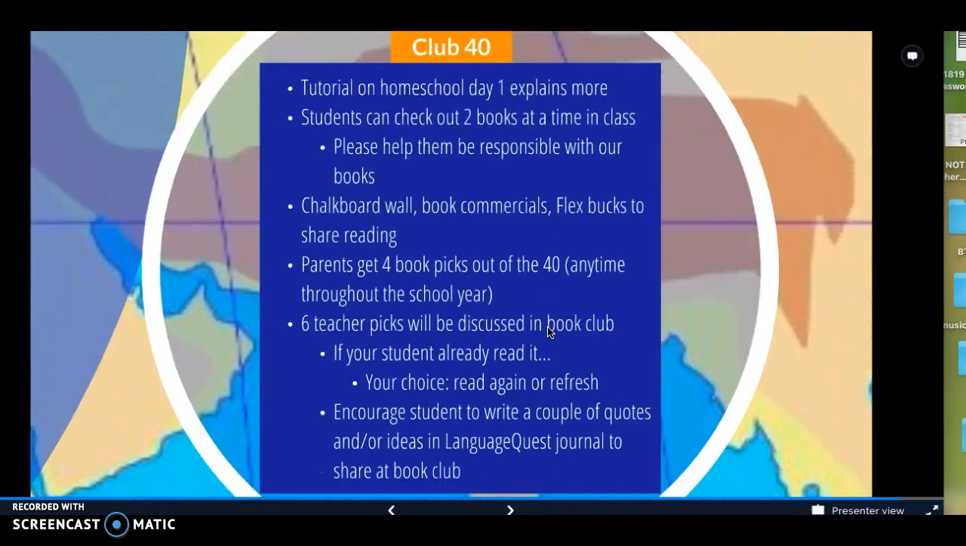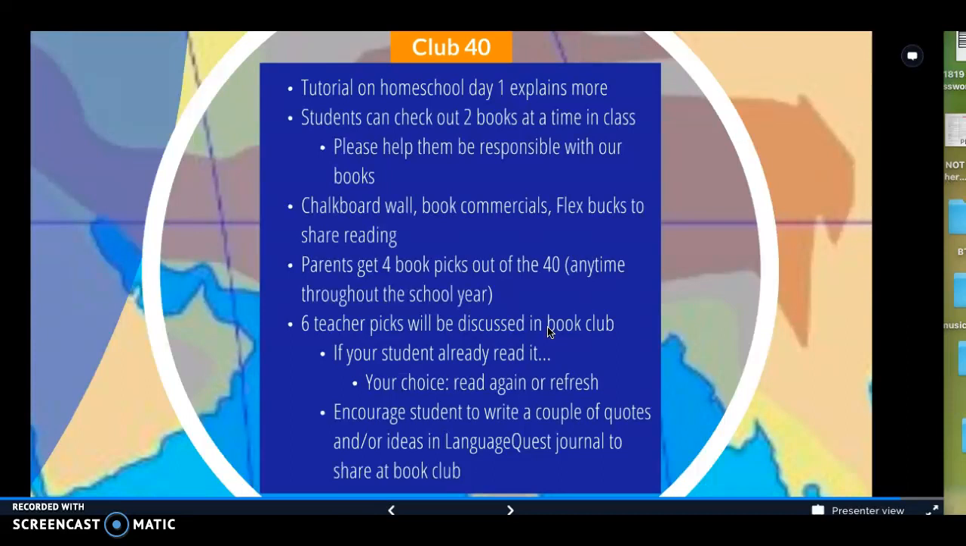And finally, this is for our 40-book challenge. I'm not going to talk too much about this because I'm just about out of time, but you can read through this last slide. The main thing that you need to know is that you as a parent get 4 book picks out of the 40, and that can be used anytime throughout the school year. Please, though, try to pick something that your student is going to enjoy, obviously.